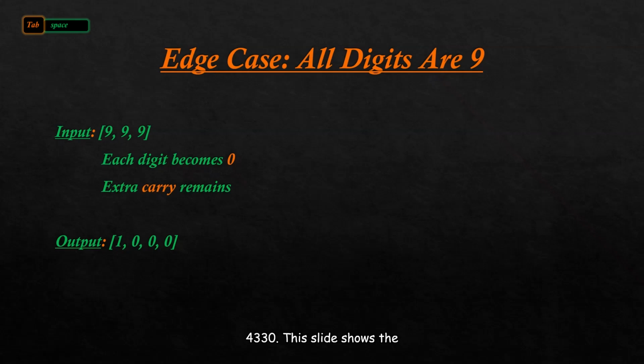This slide shows the most important edge case. The input is 9, 9, 9. Each digit becomes 0 when we add 1 and the carry keeps propagating to the left. After processing all digits, we still have an extra carry remaining. To handle this, we insert a 1 at the beginning of the array. The final result becomes 1, 0, 0, 0.